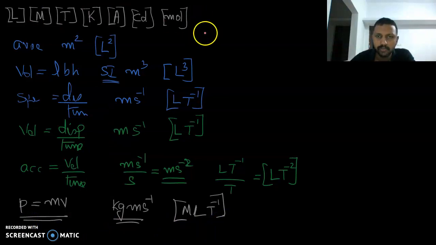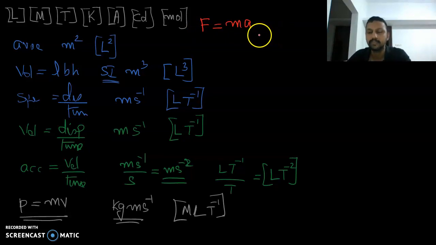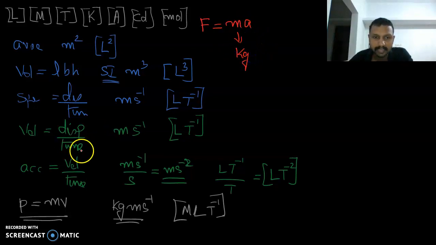Then, let's go for force. You might have learned an expression for force in your previous classes, that is F is equal to ma. Force is equal to mass into acceleration. Therefore, let's go for the SI unit and dimensional formula of force. The SI unit of mass is kilogram. The SI unit of acceleration is ms raised to minus 2.